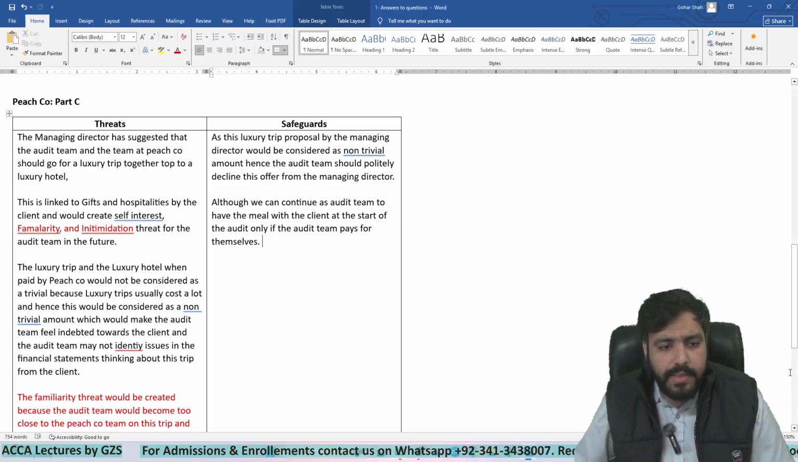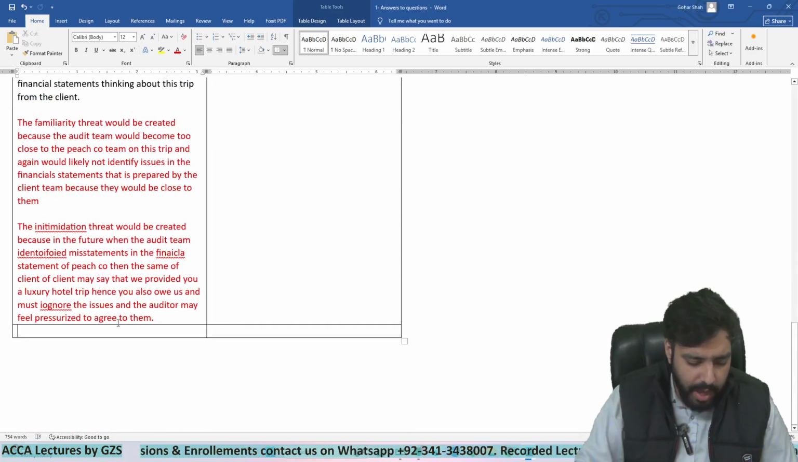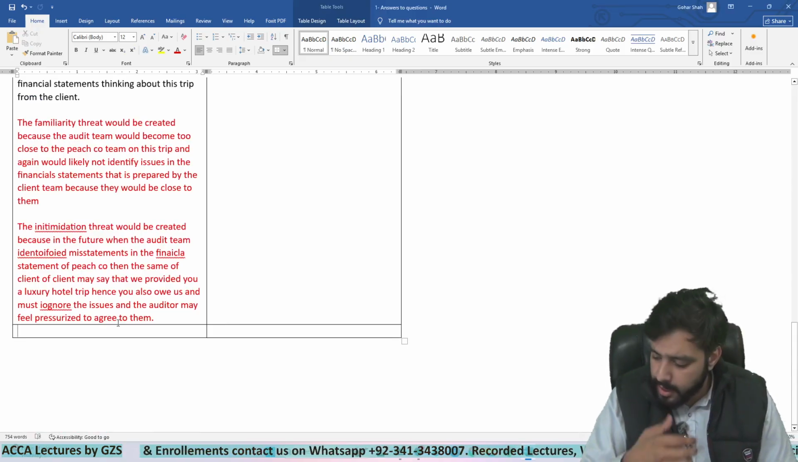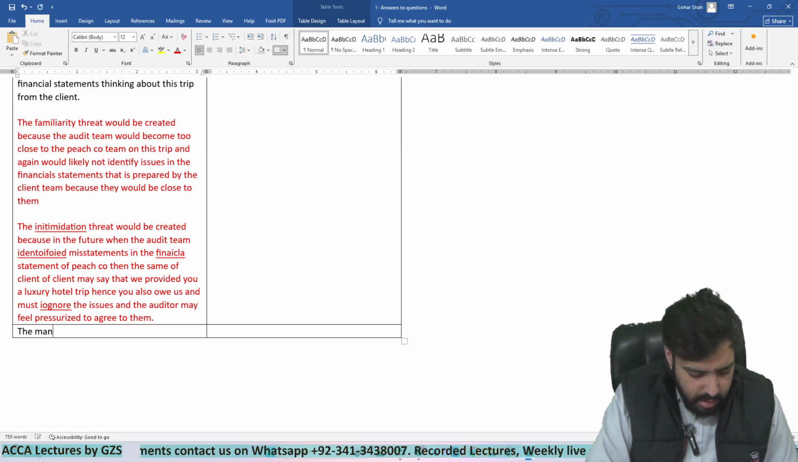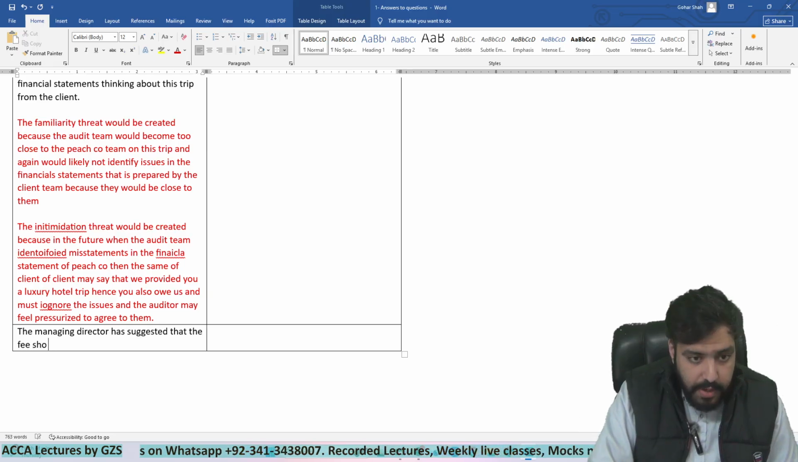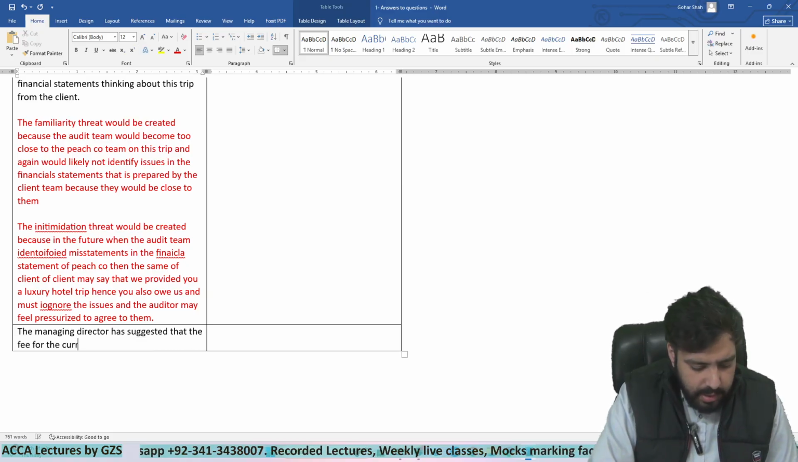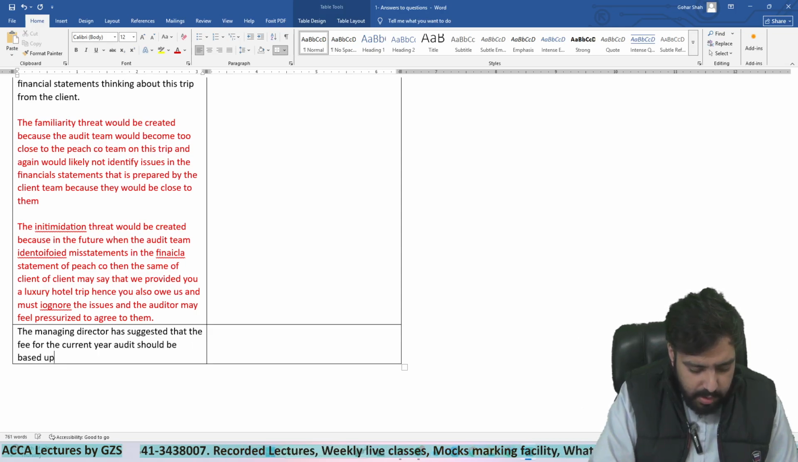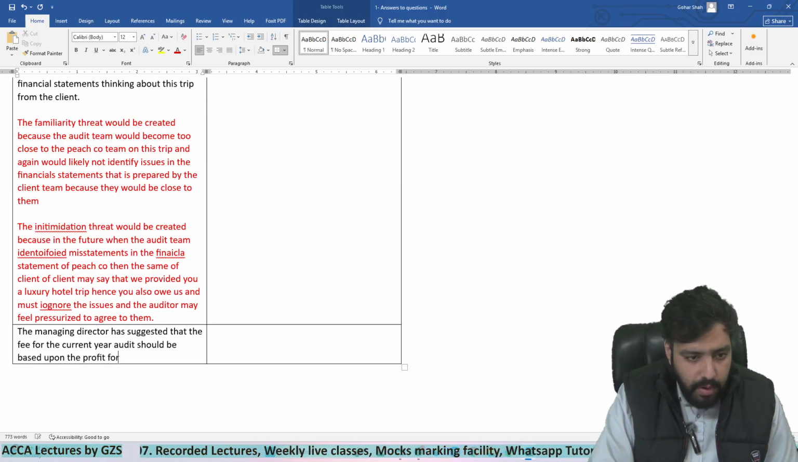Now, again, following the three-step approach, how would I write this down? First of all, let me press tab, make a new tab for it. So identification, explanation in our own words. The managing director has suggested that the fee for the current year audit should be based upon the profit for the year.